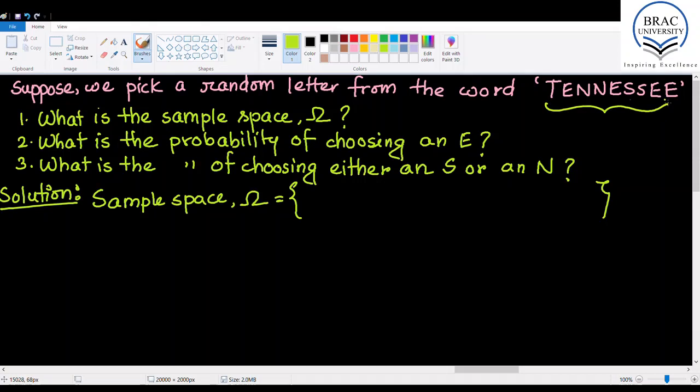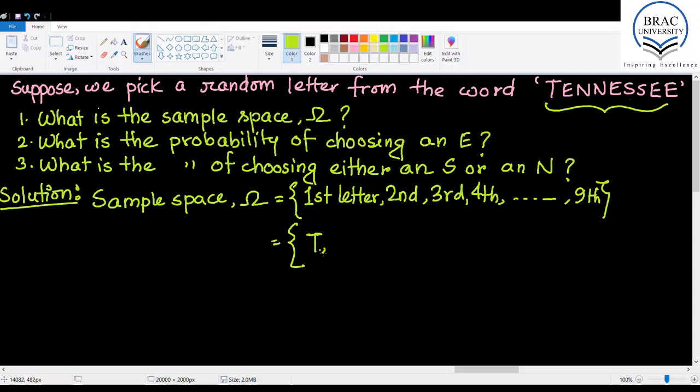All right, so I can write it like the first letter. That means I can choose the first letter or the second letter or the third or fourth, up to the 9th letter. Okay, any of these 9 letters can be chosen, or I could write it like T and then E, then N, then N, then E, S, S, E, E.